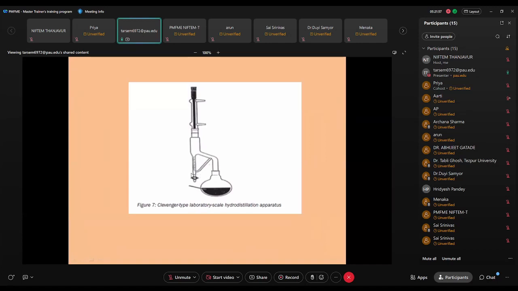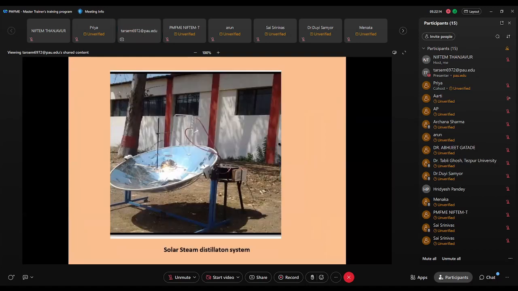The bottom layer is continuously removed by opening the gate valve, and we collect the essential oil in this way. So this Clevenger type laboratory scale hydrodistillation apparatus can be used for this purpose. Sometimes we have developed in our university a system where we produce the steam for distillation using solar energy.